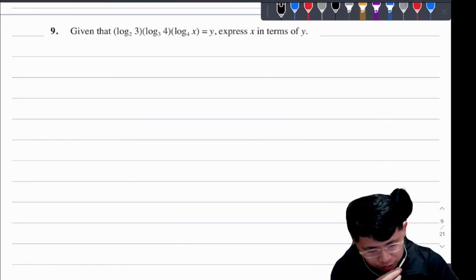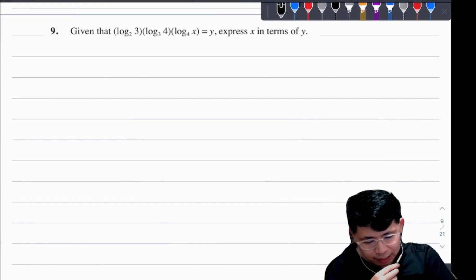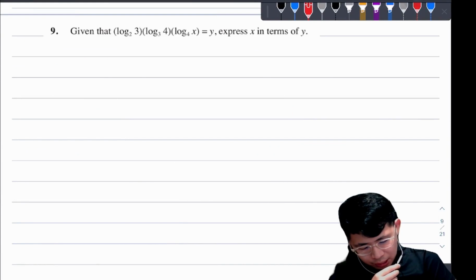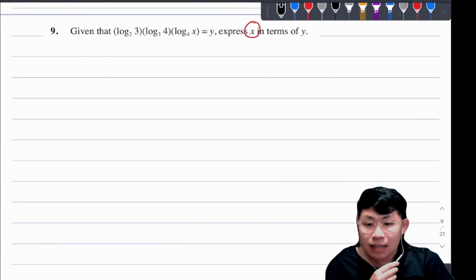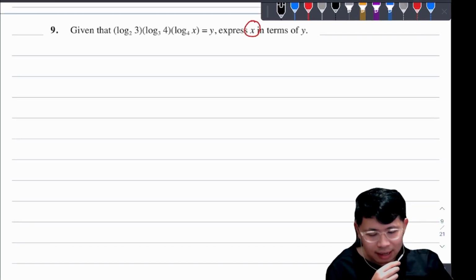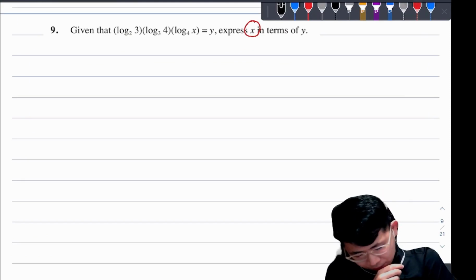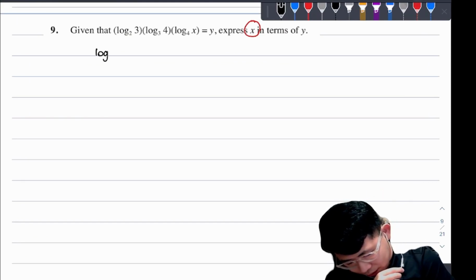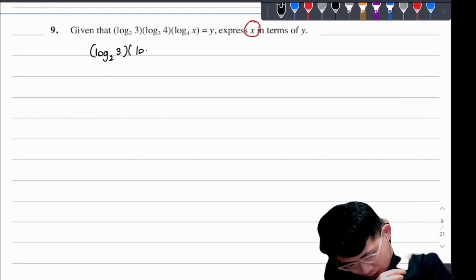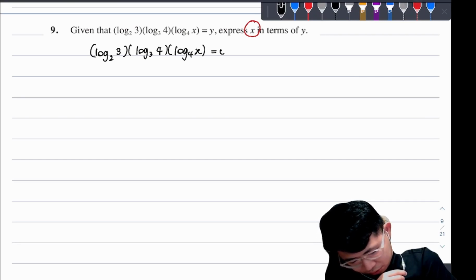Okay, second last question for this set. Given that the series of logs equals y, express x in terms of y. So we want x to be the subject. Okay, making x the subject. So this one requires a simple trick actually. It's just a tricky question, but nothing that we cannot do. So all would be fine.